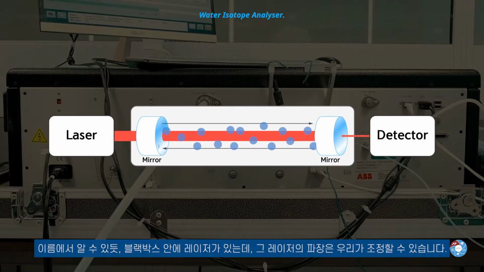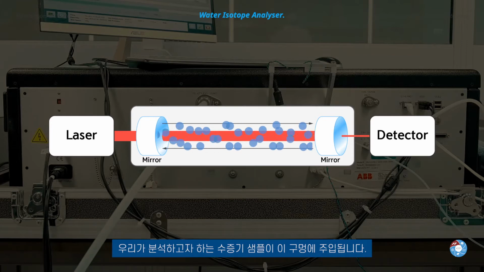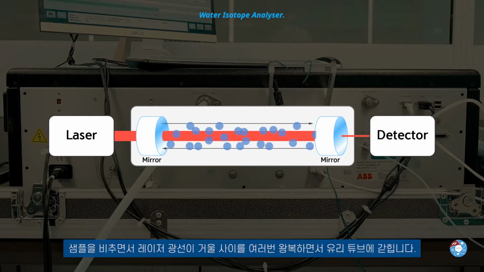As the name says, inside this black box is a laser whose wavelength we can tune. This laser shoots light of a specific wavelength into a cavity that has one mirror on each side. A sample of water vapor that we would like to analyze is then injected into this cavity, illuminating the sample. The laser light is trapped in the glass tube, shooting back and forth between the mirrors many times.